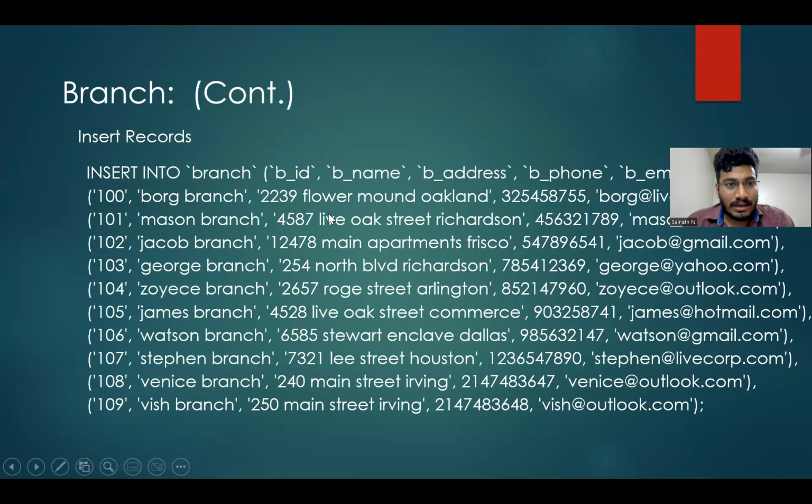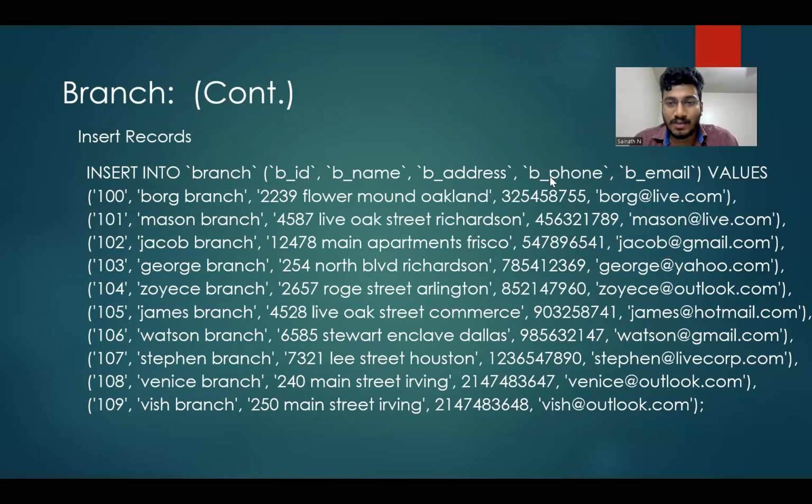And coming to the branch table, insert into records. Basically, this is the statement, insert into branch. And these are the list of available columns in the branch table, that is BID, B name, B address, B phone, B email. And these are the sample records, 10 records I inserted into this. Basically, each column and each value gets inserted.